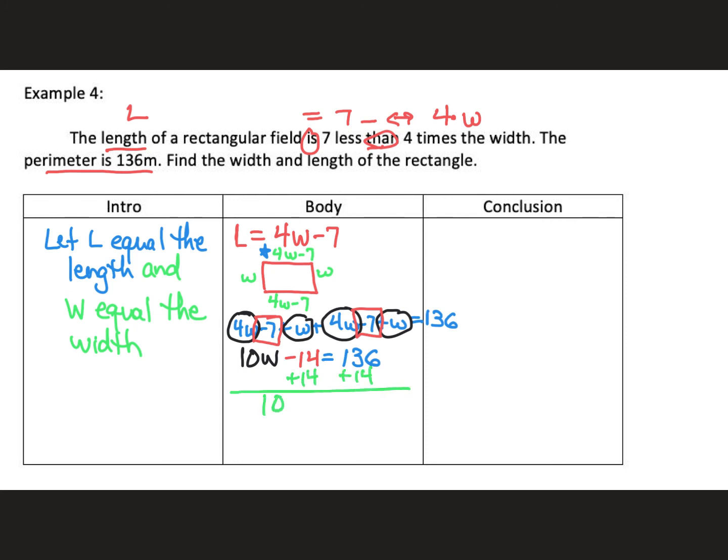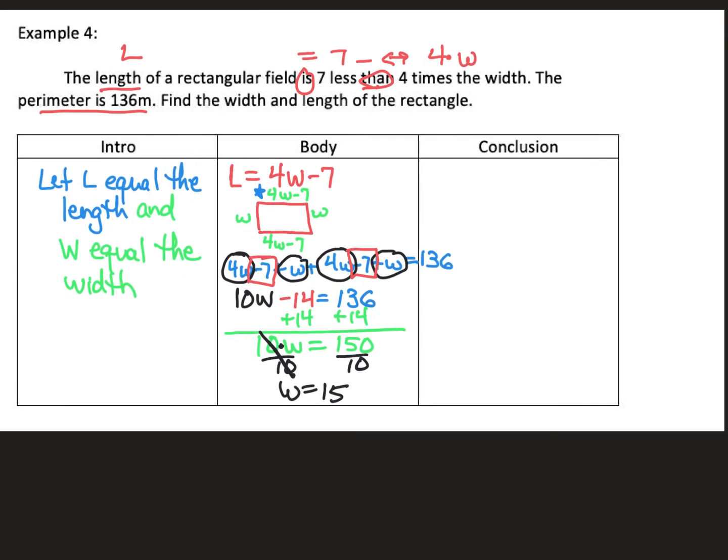Then we're going to have 10W equals 136 plus 14, is 150. We want to get W by himself. 10 and W are multiplying, so we are going to divide by 10. 10 divided by 10 is 1, it leaves W by himself. 150 divided by 10 is 15. So this is our W.